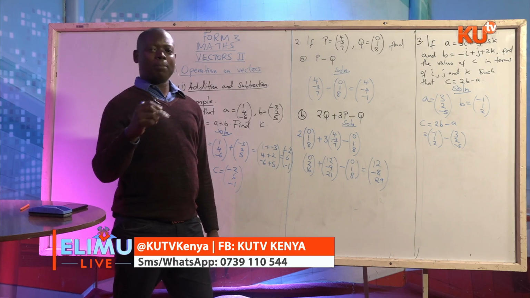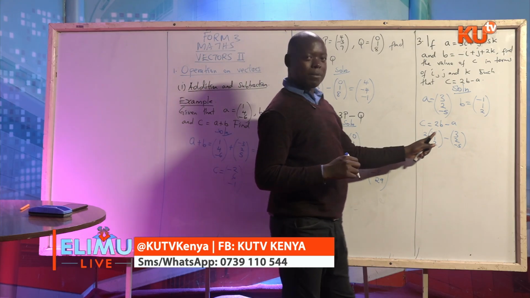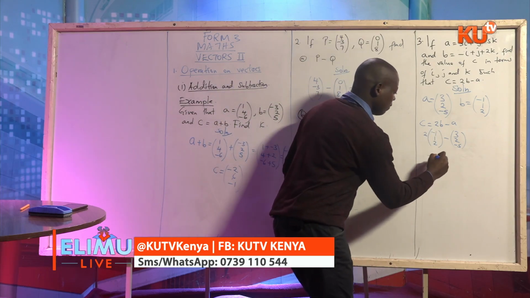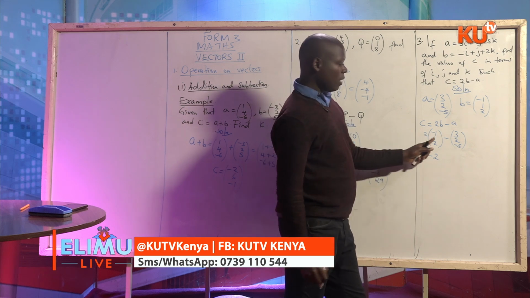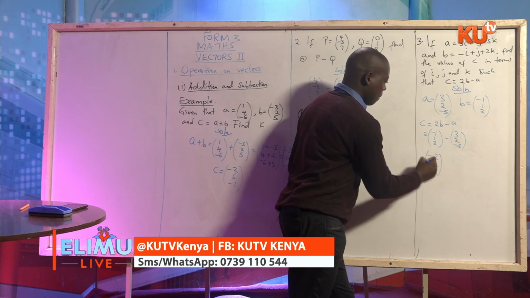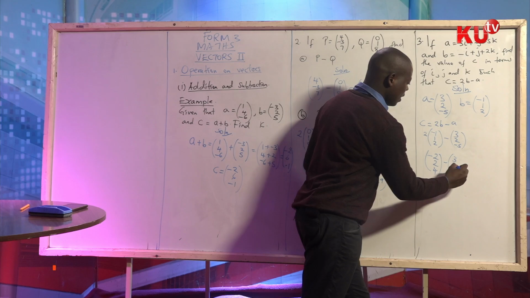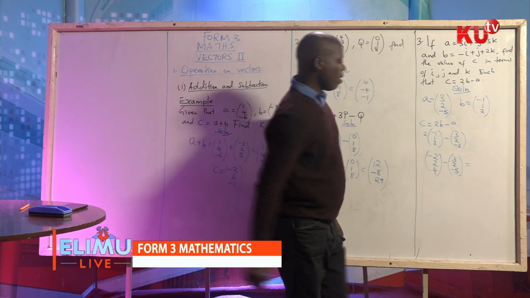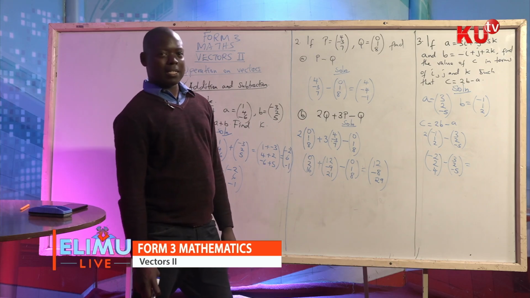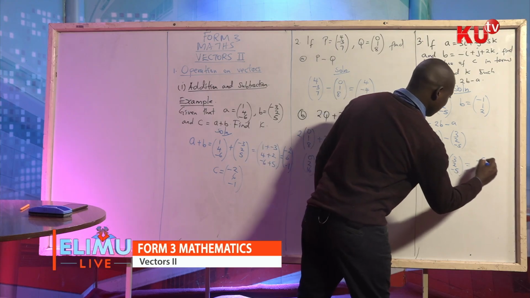Then do the distribution of the scalar into the vector components. So we'll have 2 times -1, students. 2 times -1, that is -2. 2 times 1 is 2, and 2 times 2 is 4. Minus (3, 2, -5). Then we shall say -2 minus 3. -2 minus 3, students, the answer is -5.